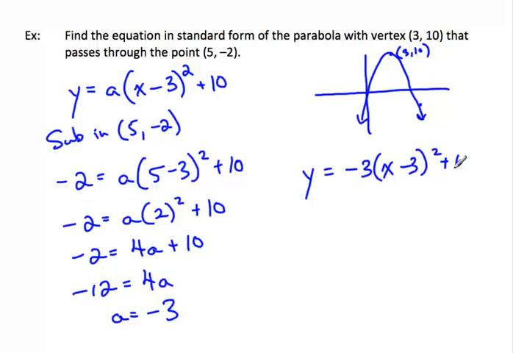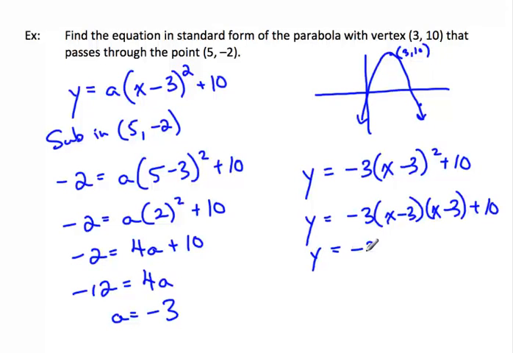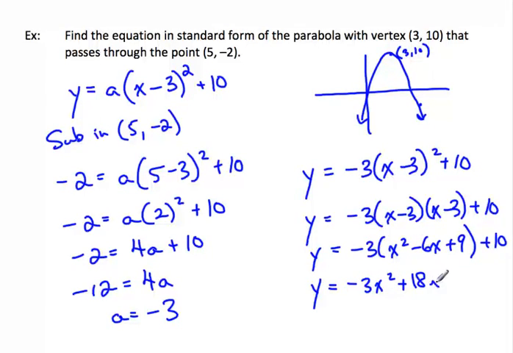Now again, we're asked to write the equation in standard form, so I'm going to expand this out. y is equal to negative 3 times, remember that you need to write two (x minus 3)'s next to each other and FOIL them out. So (x minus 3) times (x minus 3) plus 10 gives me y equals negative 3 times (x squared minus 6x plus 9) plus 10. And expanding further, I get negative 3x squared plus 18x minus 27, and we've got plus 10, so minus 17. And that's my equation in standard form of the parabola that was required.